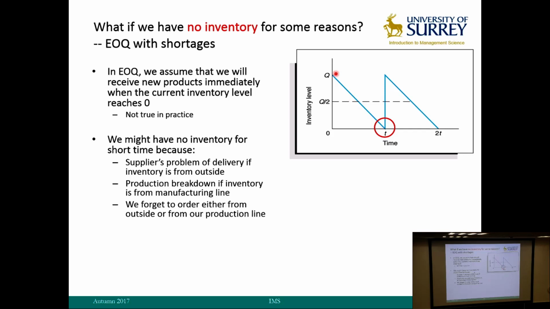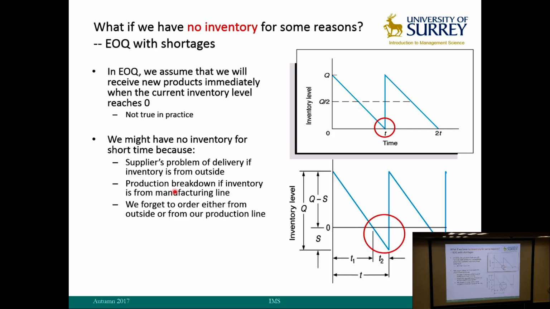But the problem is that sometimes we are short of inventories because of several reasons. Maybe a supplier's problem, or a production breakdown, or maybe we forget. So sometimes, and this is the case in practice, when we have inventory zero, we cannot immediately replenish our inventories. For some days, we have some shortages. So we know we need to order and replenish inventory immediately, but for some reason, we cannot just get them immediately on our hands. So that's going to be a problem.